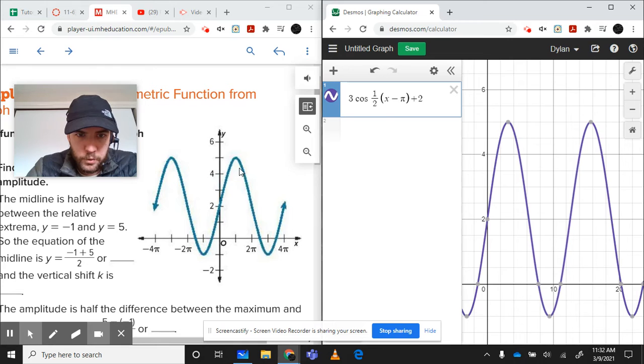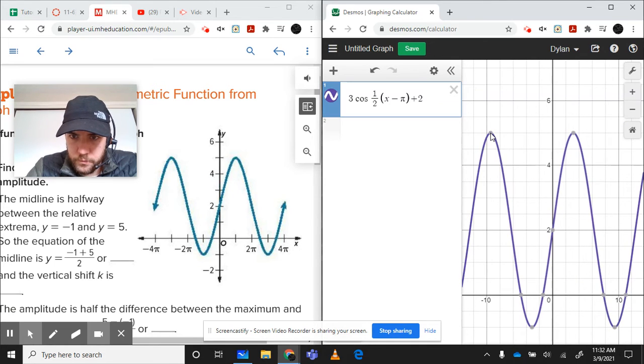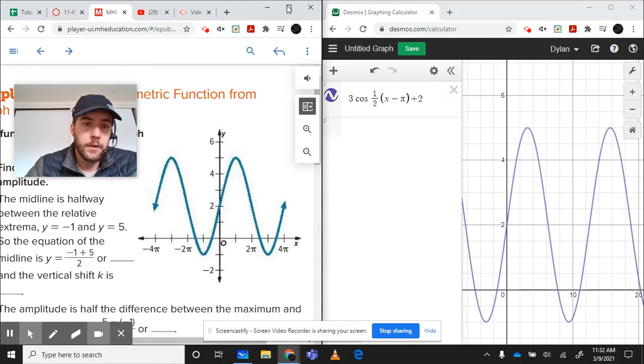Now we go through the point pi, 5, yes. We go through the point -3 pi and 5, hopefully. We go down through -pi, -1. We go through 3 pi and -1. Yes, looks like everything is where it should be. Okay, and that's kind of it.